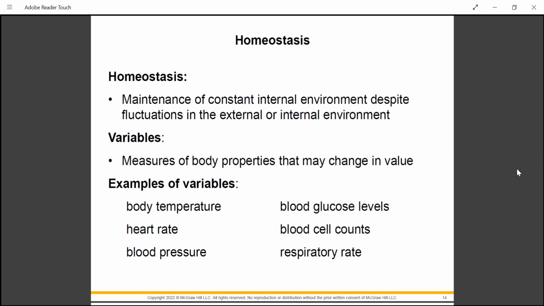Variables are the different body properties that could change. These variables are all different pieces of our total homeostasis that can change. For example, body temperature, our heart rate, our blood pressure, our blood glucose levels, our blood cell count, and our respiratory rate. We'll talk about body temperature as our main example because that is typically the easiest to understand for people.